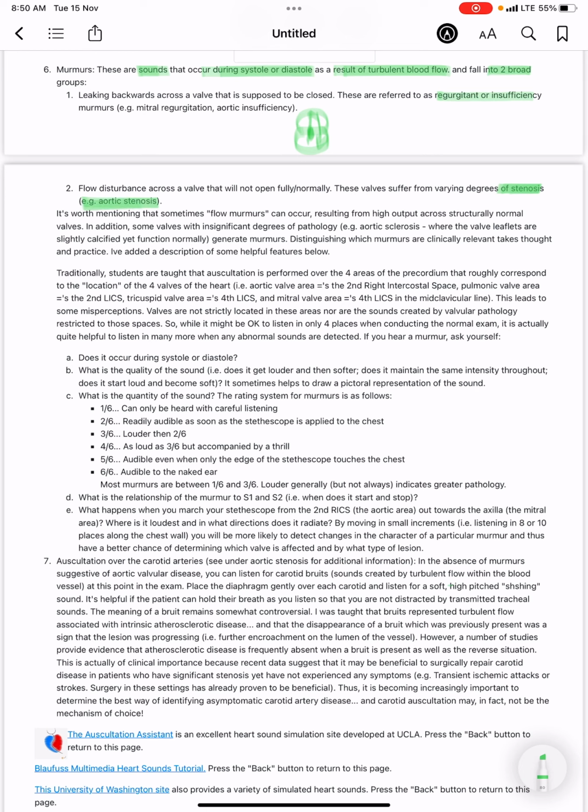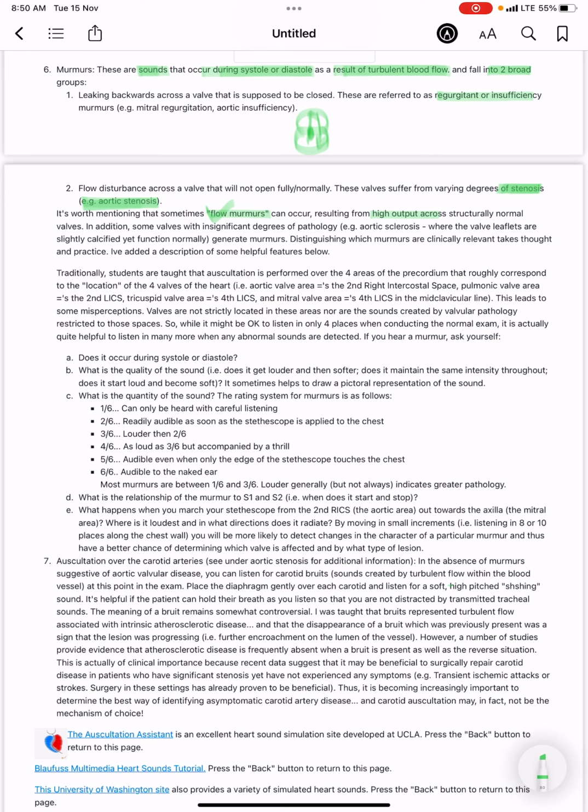It is worth mentioning that sometimes flow murmurs can occur resulting from high output across structurally normal valves. The valves will be normal, but there will be a high output across them. This will cause a flow murmur.